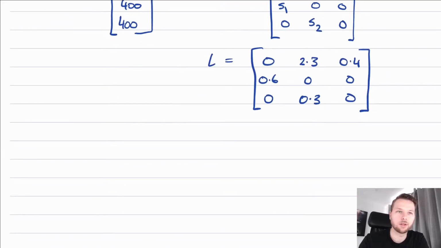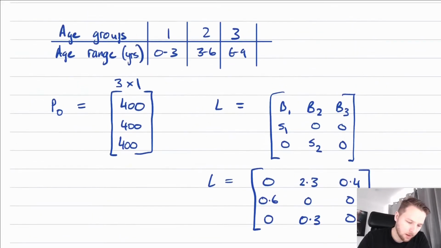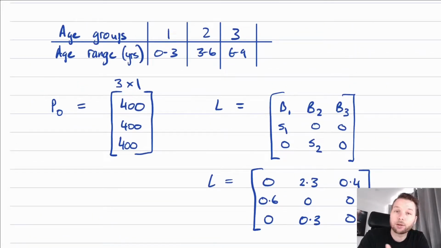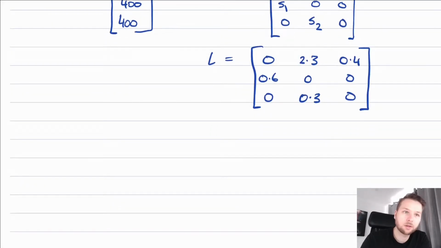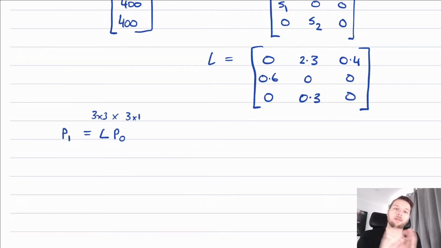Okay, now what we can do is find the sizes of the age groups at the end of the first 3-year time period. Because remember, these age ranges and age groups are split into 3 years. So when we do our first age step, our first 3-year time period, P1 is going to be equal to L, our Leslie matrix, times P0. So this is a 3 by 3 matrix multiplied by a 3 by 1 matrix. Remember, the Leslie matrix has to go first, and then the population matrix.